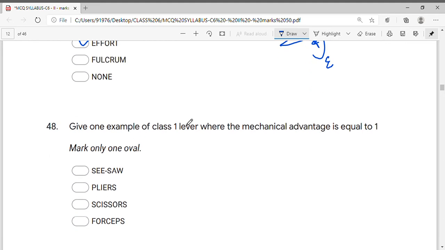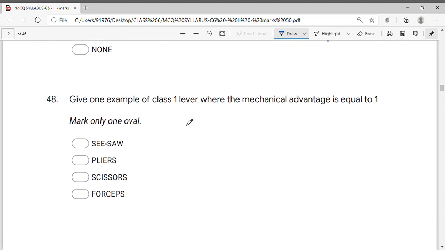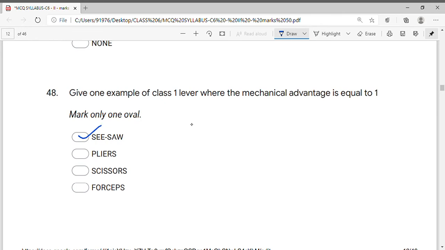Give one example of class 1 lever where the mechanical advantage is equal to 1. That is seesaw. In seesaw, the mechanical advantage is equal to 1 because the load arm and the effort arm both are equal. So there is the fulcrum over here, this is the load arm, this is the effort arm. Both will be the same.